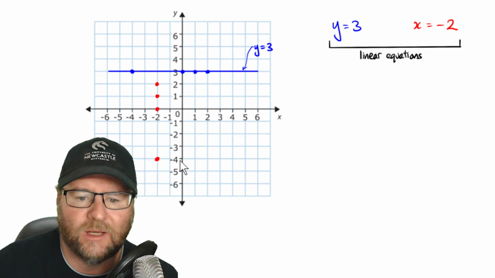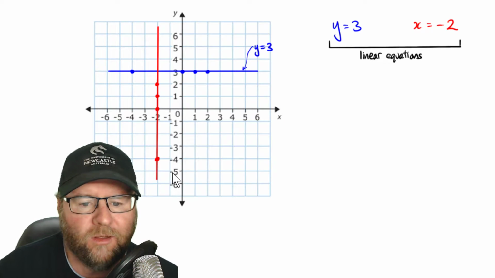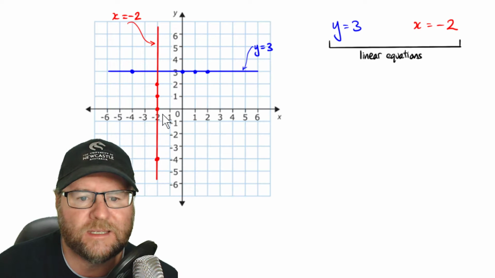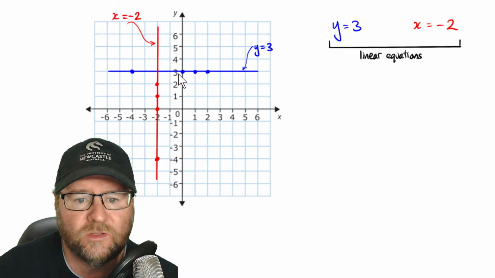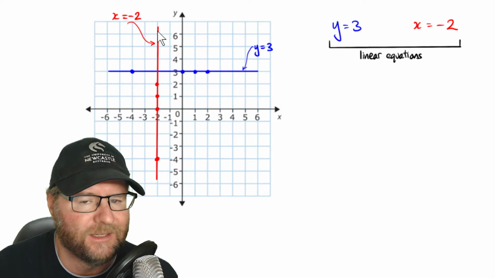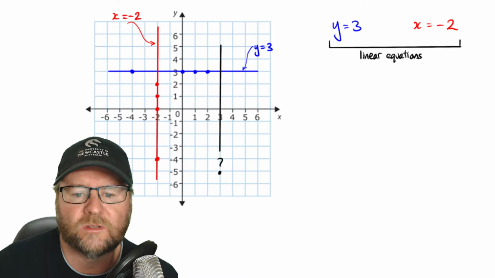What about when y equals -4? x equals -2. It's the same idea all along this line. x will always equal -2. In other words, it doesn't matter what y value you choose, your x will always equal -2. So you can see that they plot as, in this case, vertical or horizontal lines.